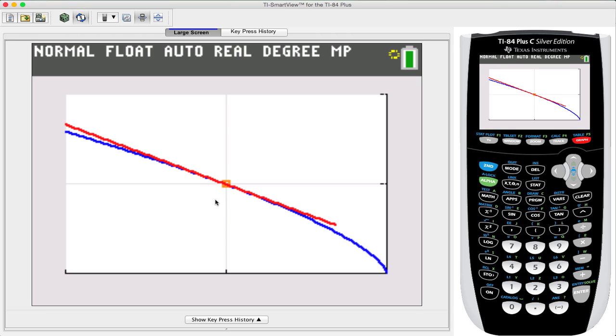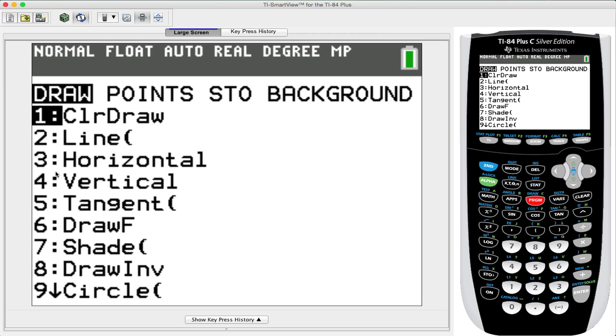I've already zoomed in on the point -1, 1. The blue line is the original function, and the red line is the equation for the tangent line. What I'd like to do now is to use the graphing calculator's tangent function to see if that tangent line matches our tangent line that we have here in red. So to do that, we press second, and then we hit the program button because I want to get to the draw functionality. When the menu comes up, I want to press 5 to get down here to tangent.